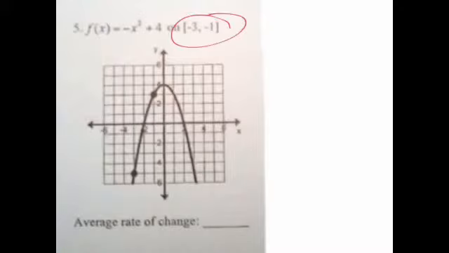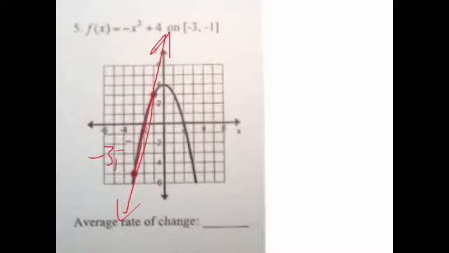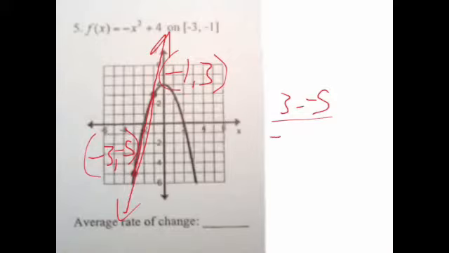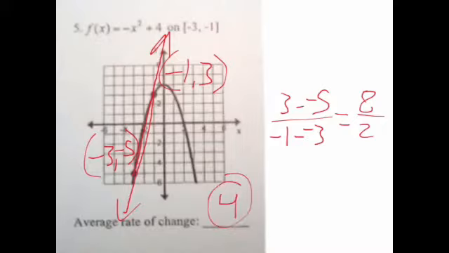For 5, we need to go between -3 and 1, which is this line here. The coordinates over here are -3, -5, and the coordinates over here are -1, 3. To get your rise, you do 3 minus the -5. For the run, you get the difference in x's, -1 minus -3. When you do that, you get 8 on top and 2 on the bottom, because -1 minus -3 is -1 plus 3, which gives me 2. So my average rate of change is just 4.